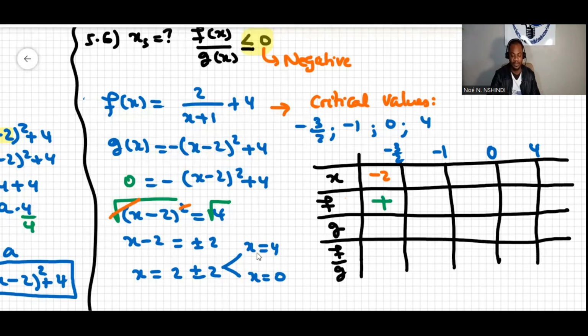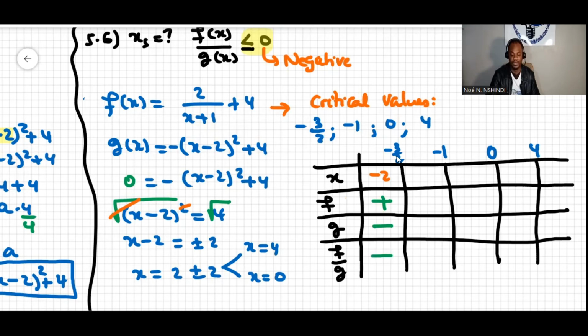Now, if I sub the same value -2 in g of x, I sub -2 there. -2 plus -2 makes -4, to the power of 2 is +16, and then with the negative here makes -16, plus 4 is -12, which is negative. Now we have positive over negative, which is negative.